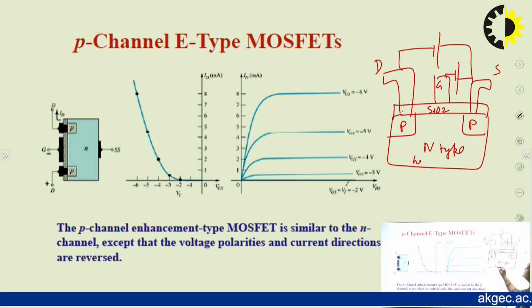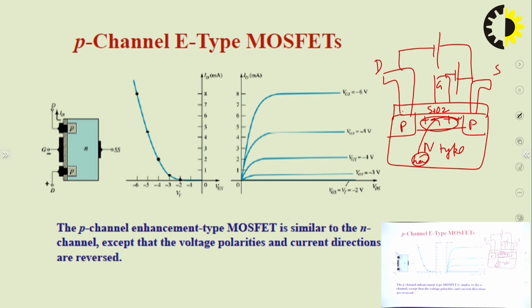Now the holes that are present as minority charge carriers in N type will be attracted towards this side and they will be collected here, and then there will be a formation of P channel. This is the induced channel in this case. So VGS must be equal to the threshold voltage. Threshold voltage means the minimum value of VGS required so that a proper channel may be constructed in between these 2 blocks. Here we can see this VGS is a negative potential.